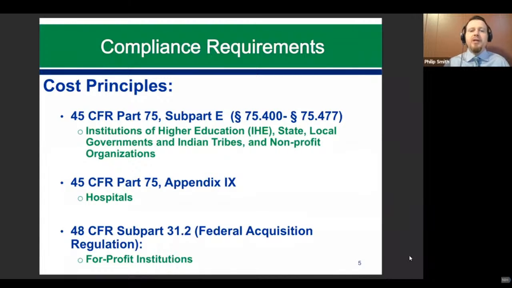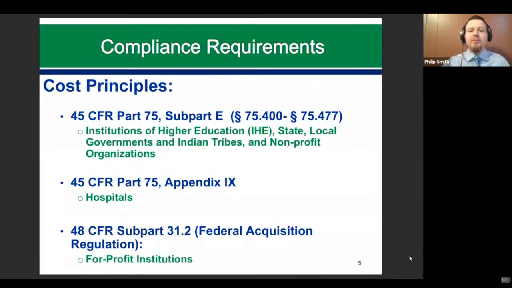Cost principles apply to all NIH awards, including modular awards and awards under SNAP, with one exception, that exception being NIH Fellowship Awards. The allowable use of funds for those awards can be found in NIH Grants Policy Statement, Section 11.